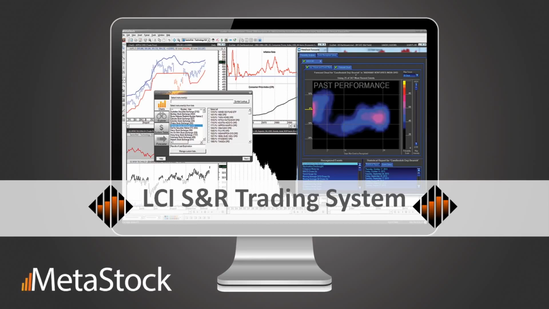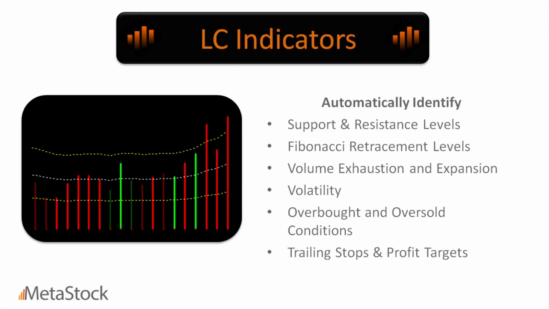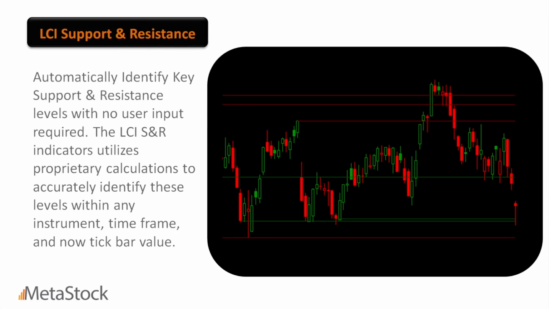Okay, let's dig into the LCI trading system, and first we're going to look at the components that make up the system itself. Now, the LC indicators, like we discussed before, are going to focus on support and resistance levels, Fibonacci retracements, volume, exhaustion and expansion, volatility, overbought, oversold conditions, trailing stops and profit targets, among other things that are incorporated directly within the system.